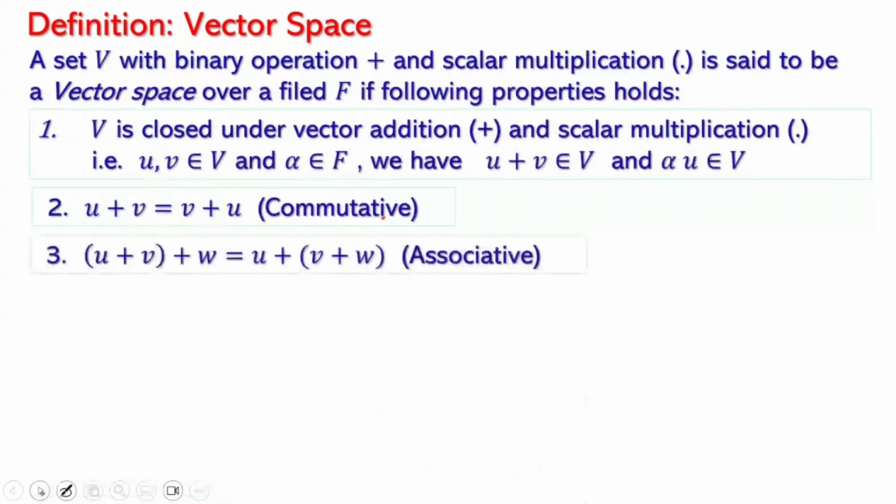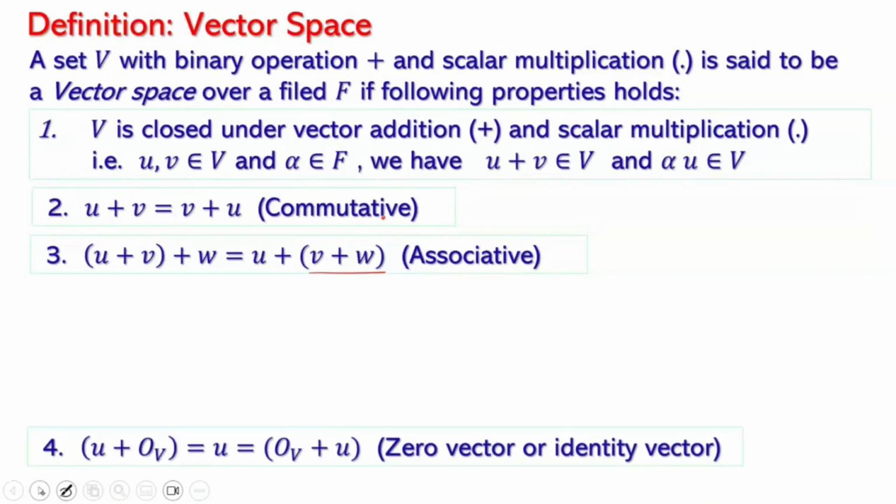Now the next case is u plus v plus w is equal to u plus v plus w. That means if you regroup the vectors, then they must be equal, and this property is known as the associative property.